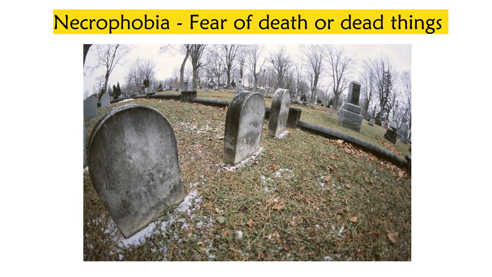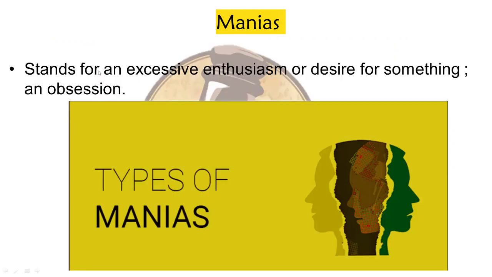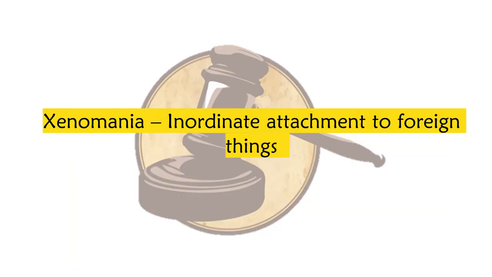Moving on, necrophobia is fear of death or dead things. So we also covered a fear of death in the previous slides. Now this one is a new one, necrophobia, fear of death or dead things. Moving on, now we'll discuss some manias. Manias are basically excessive enthusiasm or desire for something. These are basically obsessions. You're obsessed with something. So we discussed phobias. Now we'll move on to manias.